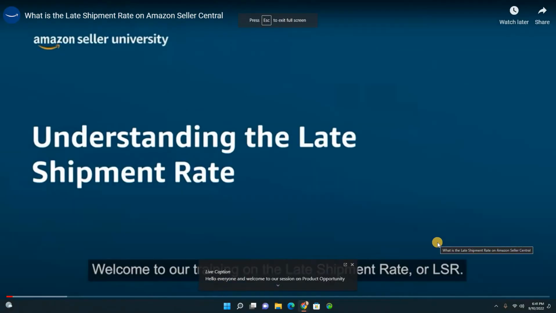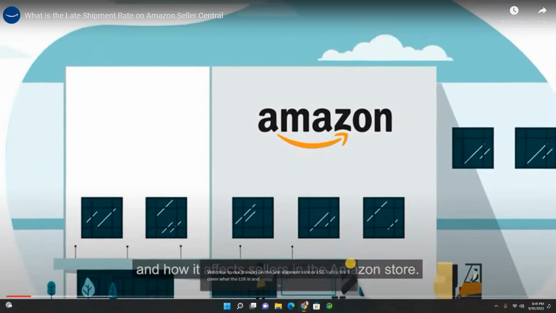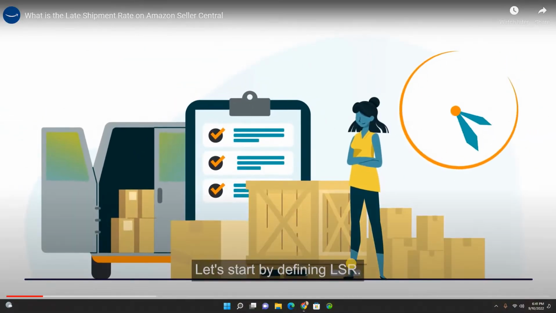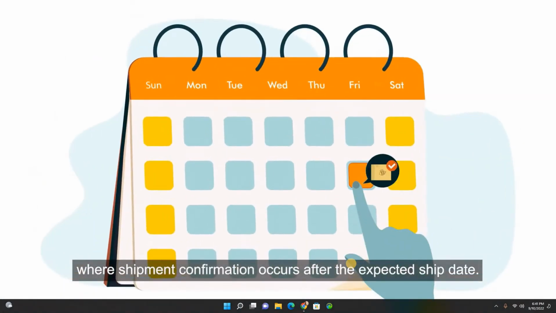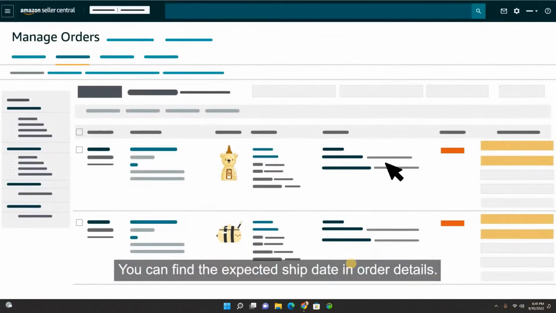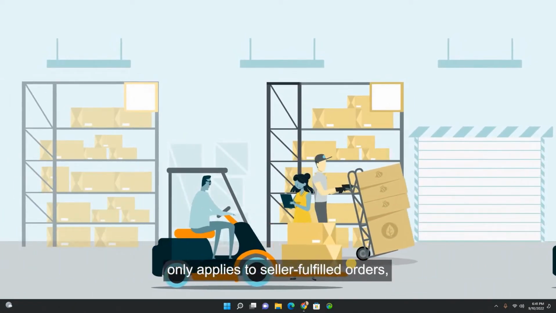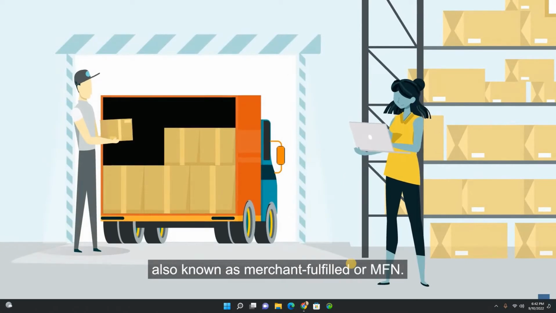Welcome to our training on the Late Shipment Rate, or LSR. Today we'll cover what the LSR is and how it affects sellers in the Amazon store. Let's start by defining LSR. LSR measures the percentage of orders where shipment confirmation occurs after the expected ship date. You can find the expected ship date in order details. It's important to note that LSR only applies to seller-fulfilled orders, also known as merchant-fulfilled, or MFN.